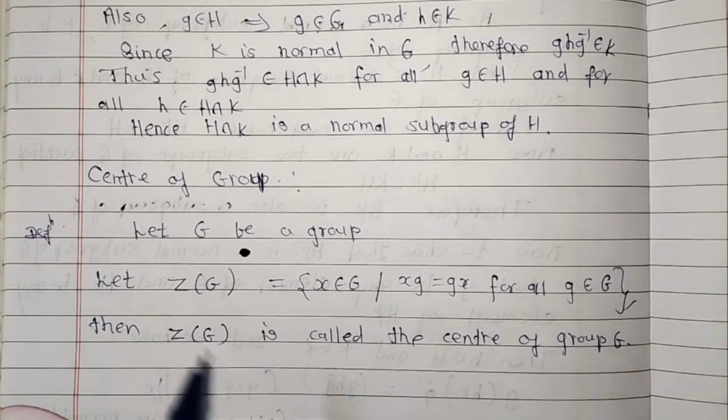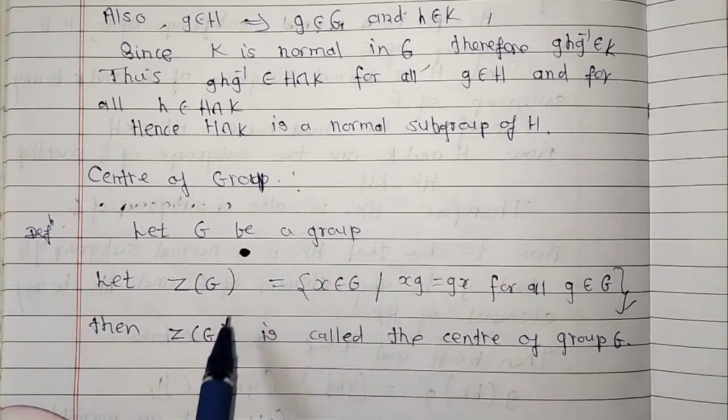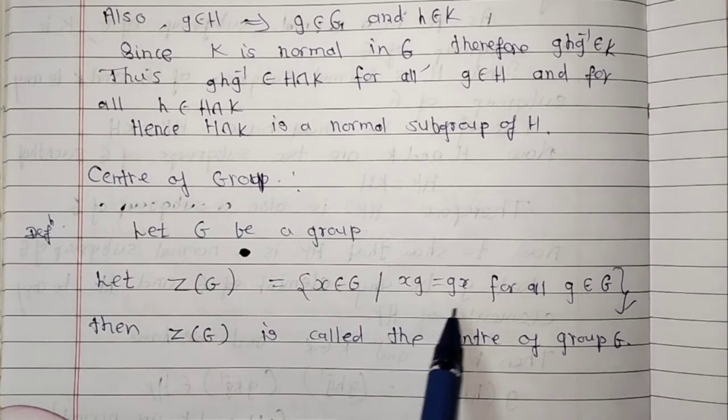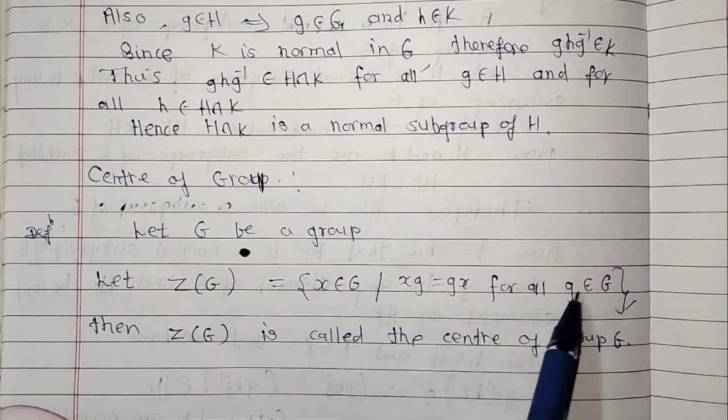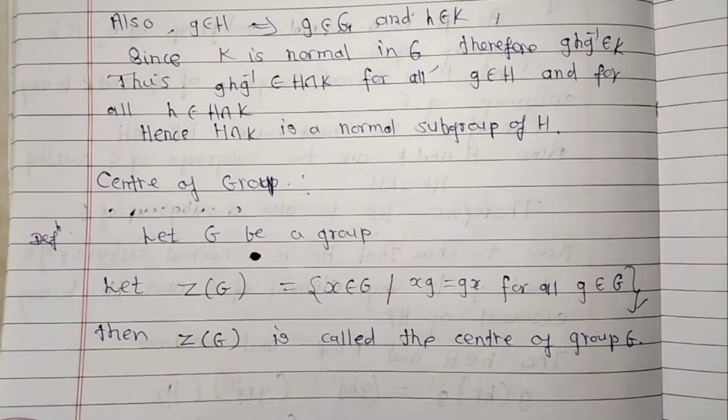That means the center of a group G is defined as follows: let G be a group and Z(G) the set of all x belongs to G satisfying the property xg equals gx for all g belongs to G. Then Z(G) is called the center of group G. Thus, the center of group G means the set Z(G) of all x belongs to G satisfying xg equals gx.